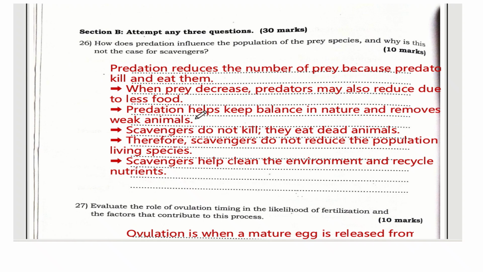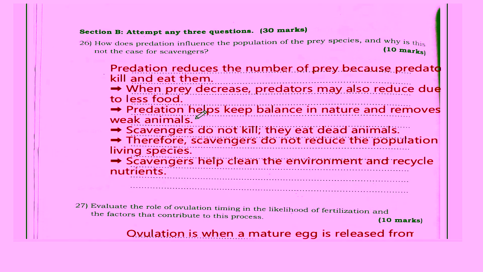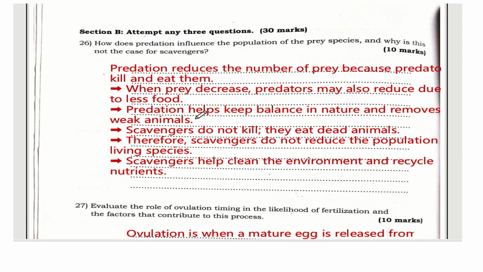Predation directly affects the population size of prey species because predators kill and feed on them. When predators consume many prey, the prey population decreases. If the prey population becomes too small, predators may also decline due to lack of food. This creates natural balance between predator and prey populations.